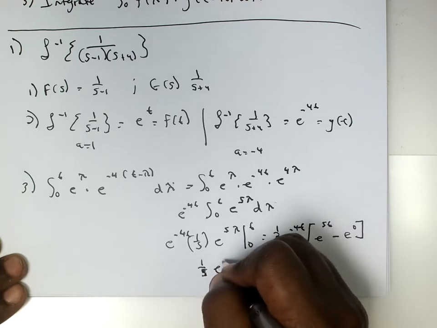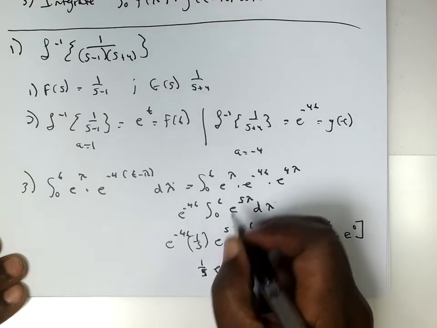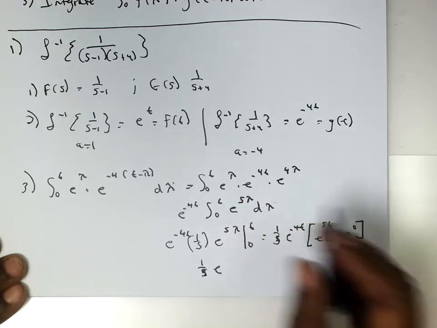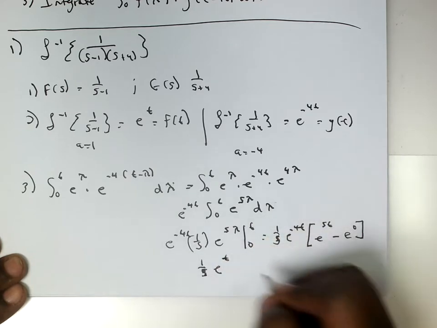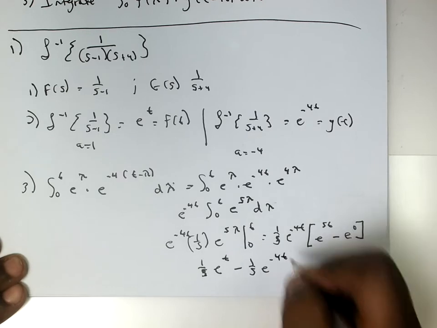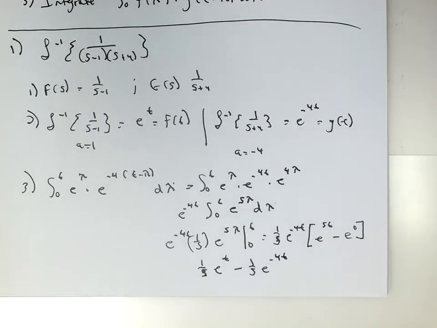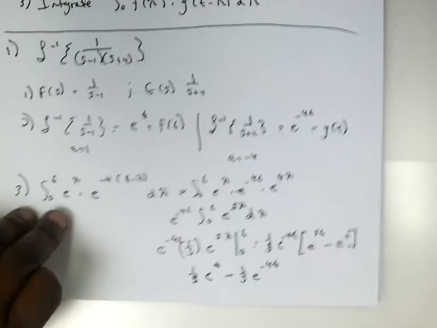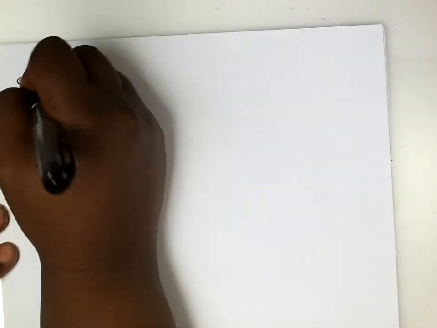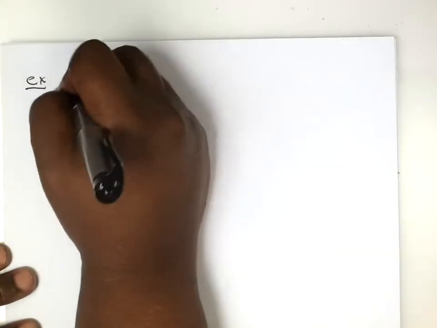So I end up with 1/5, and I'm distributing this, so I'm just going to get e to the t, and then minus 1/5 e to the negative 4t. And then I have one more. And again, this one you could use partial fractions as well.